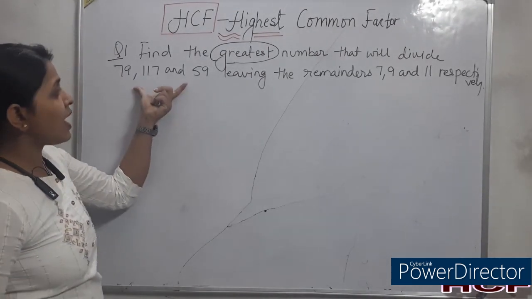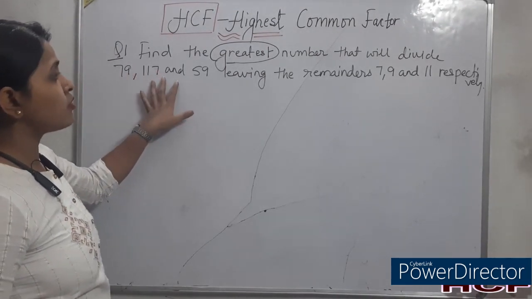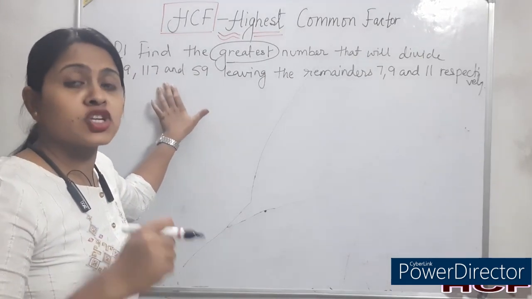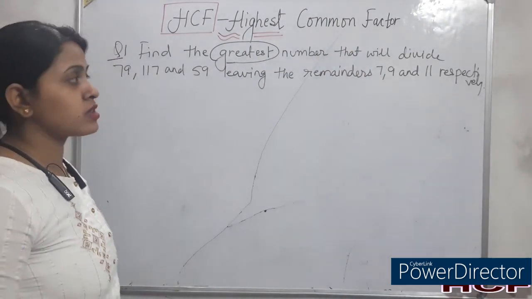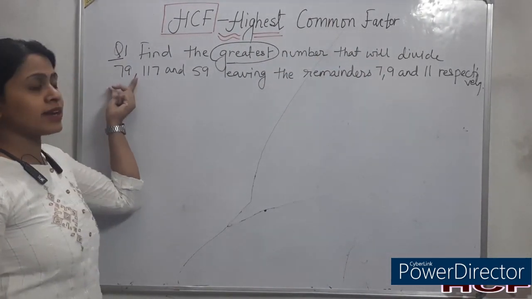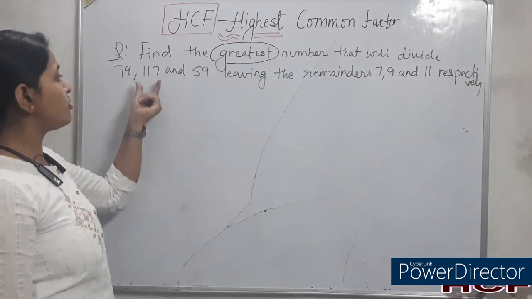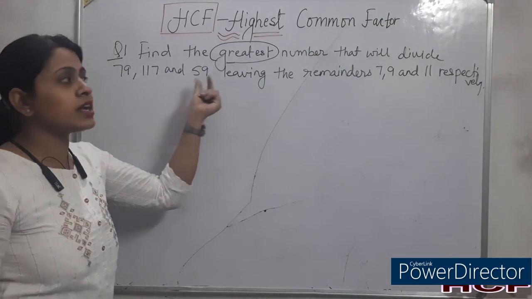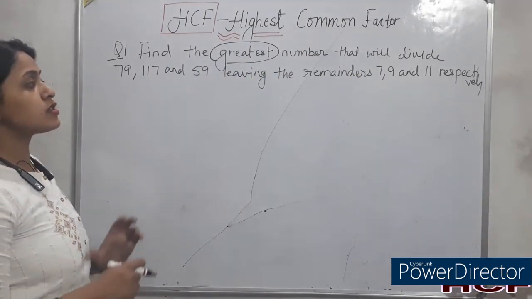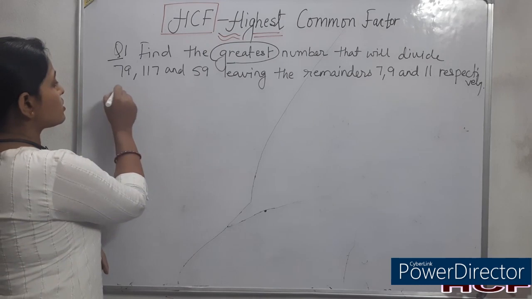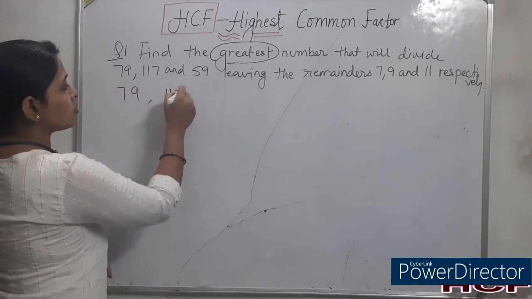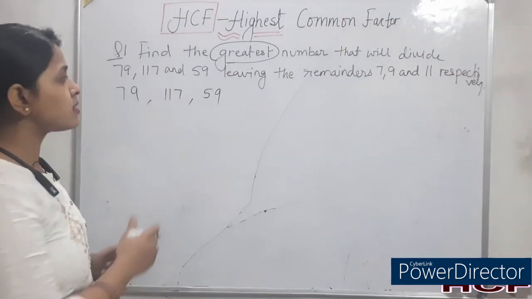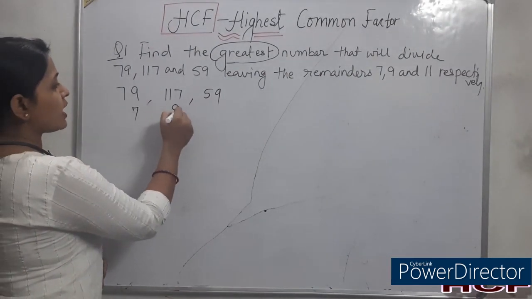So we have to find that number which will divide this one, but there should be a remainder 7, 9 and 11 respectively. When the number divides 79, the remainder will be 7. When the number divides 117, the remainder will be 9. And when the number divides 59, the remainder will be 11. So first step is, these are the 3 numbers which is going to be divided. And what are the rest of the 3 remainders? That is 7, 9 and 11.